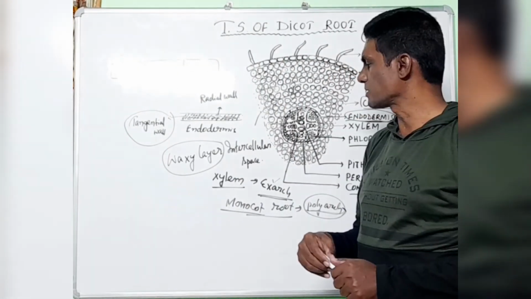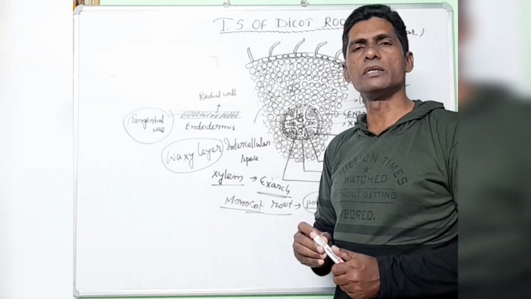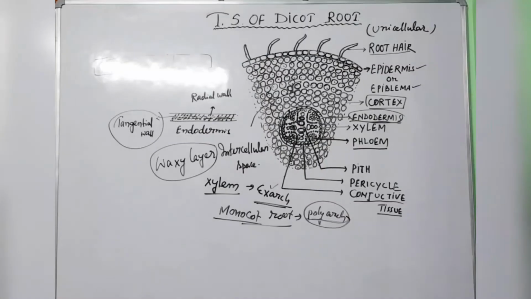Clear? So this is about the anatomy or internal structure of dicot root.